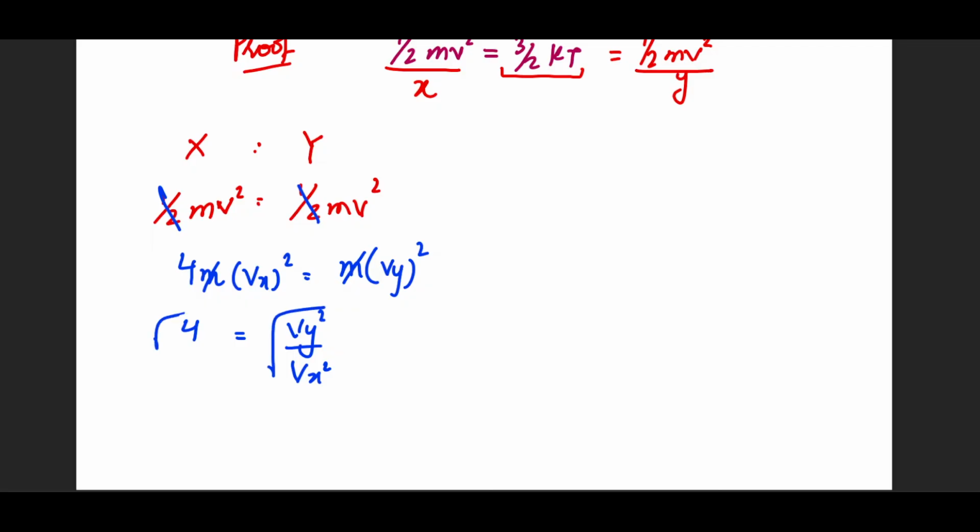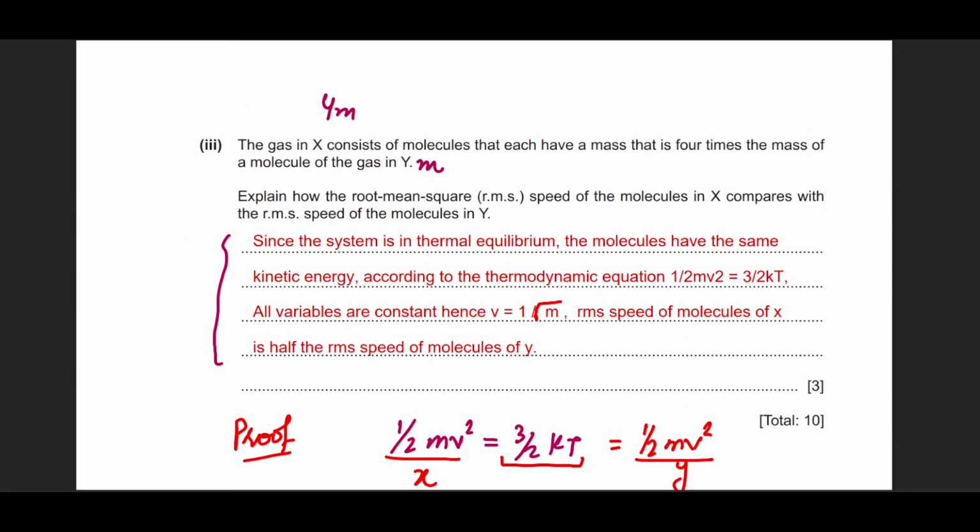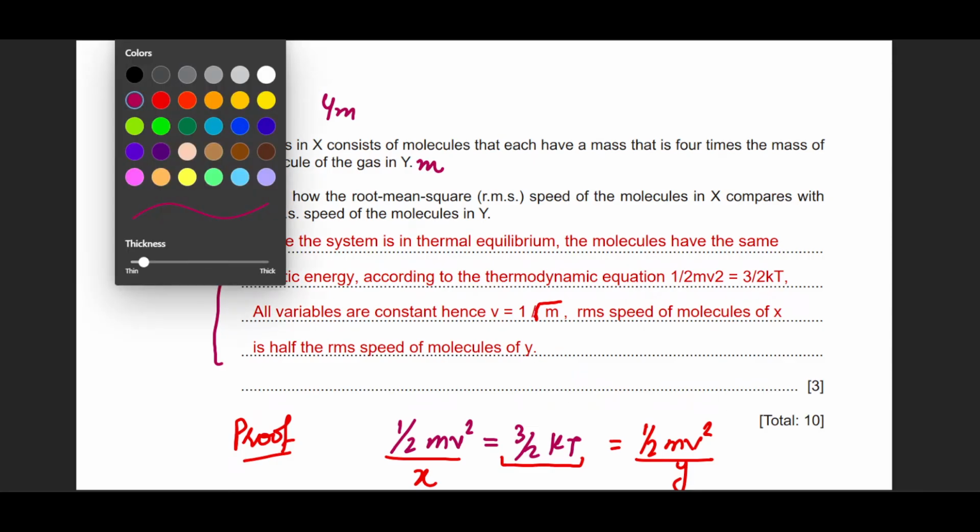Taking the square root on both sides, we are left with 2 equals Vy over Vx, so this becomes 2Vx equals Vy. So this is what you're going to write down, that the speed of X is half the speed of Y, or the speed of Y is double the speed of X, whichever way you choose to write this down. So this was the proof, and this is the mathematical working that you can write down to explain this to the examiner, right?